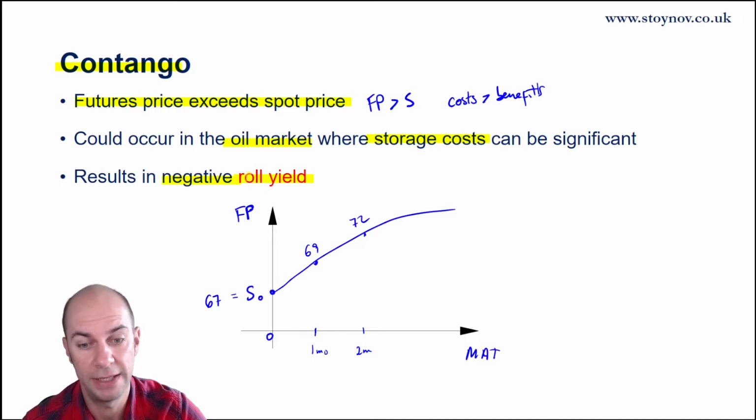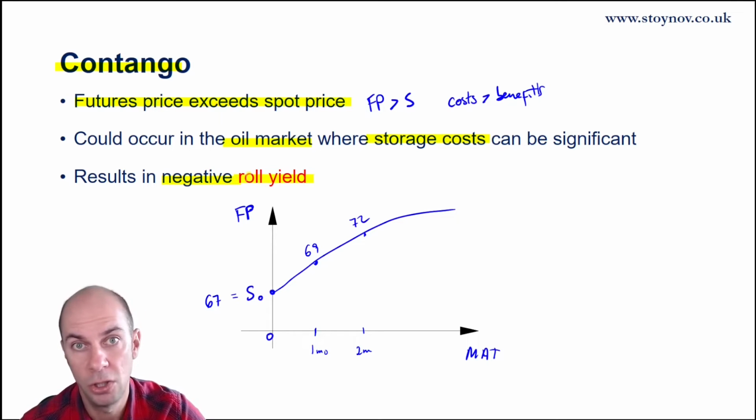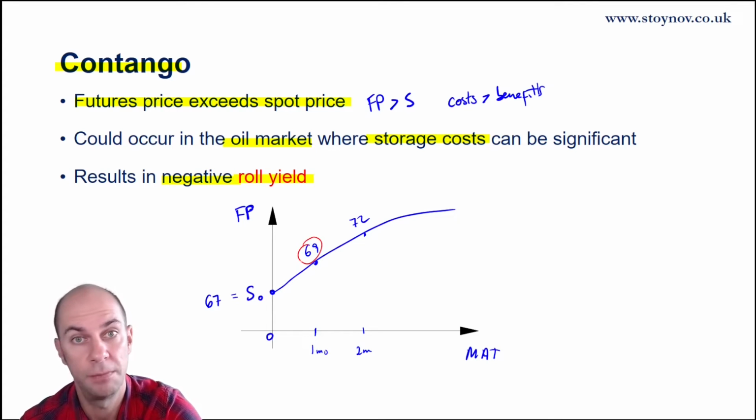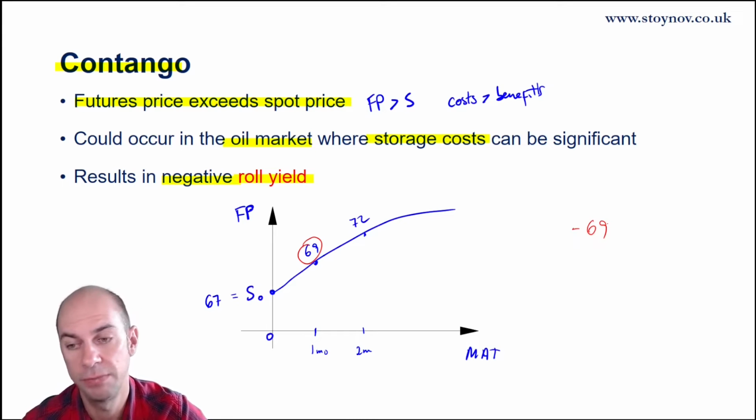So to explain that, let's say that I have gone long the 1-month contract. So long means that I've promised to buy. So I'm promising to buy at 69. So $69 effectively is going to be leaving my account because I'm going to be buying at 69.